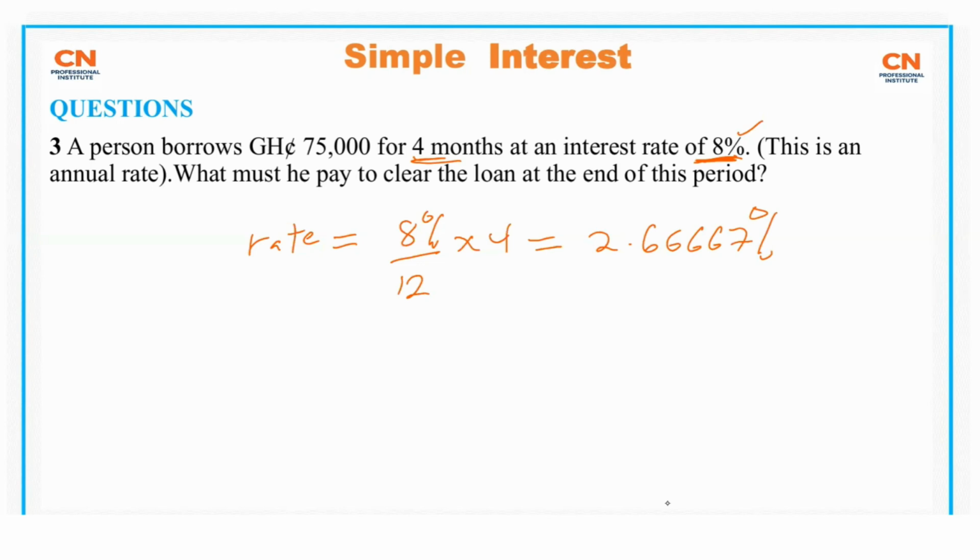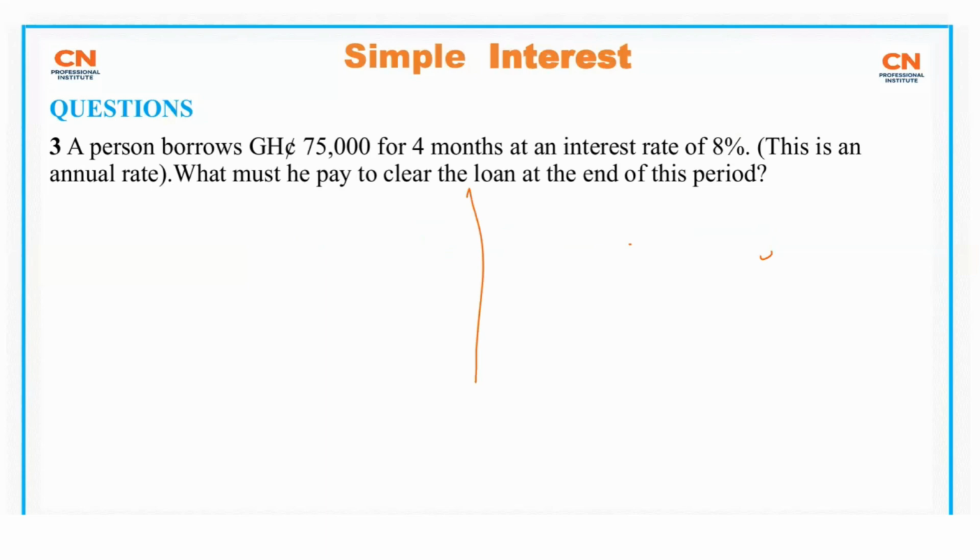Okay, so this is one method. Another method is that you can maintain the 8% and also change the 4 months to years. So you see, we have two alternatives or two methods. So let me wipe this one here and we will look at both methods. So let's say method one. Method one, as I said, you can convert the 8% here to month. And method two, you can change the 4 months to years, because the 8% is for a year.